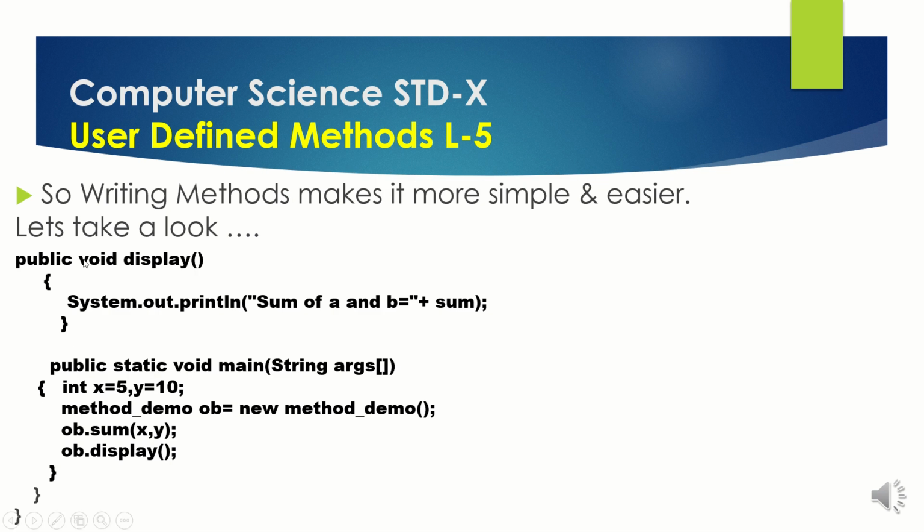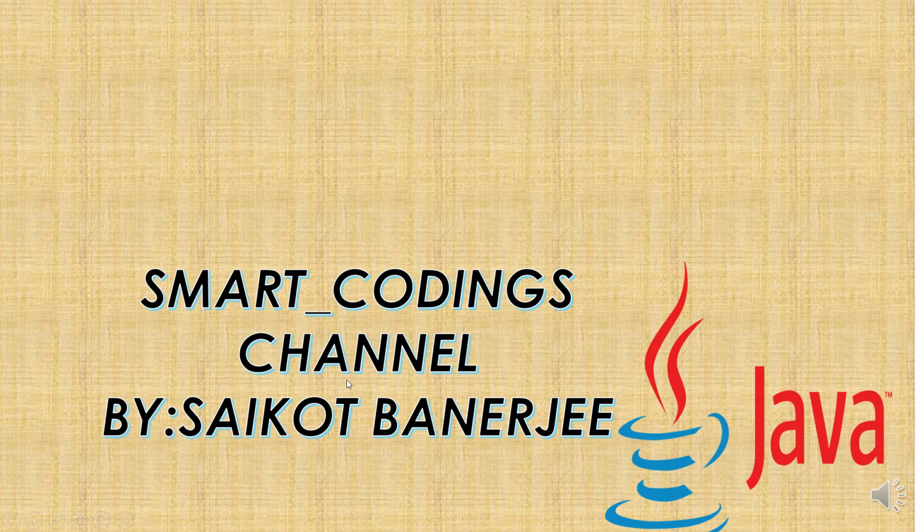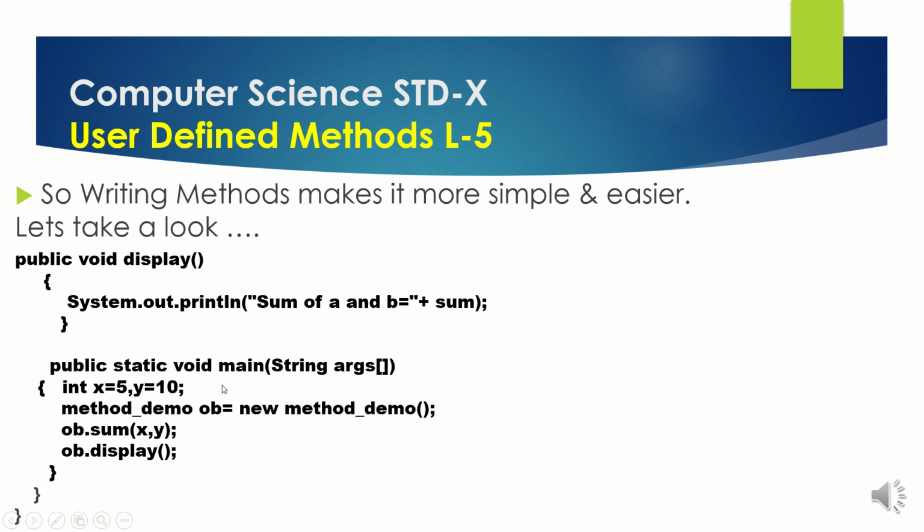Now see, one display method is there which is also a non-static method. This method actually prints the output. Now from the main method, I'm passing two variables, x equal to 5 and y equal to 10. After creating an object ob of the Method Demo class, we are calling these two methods.